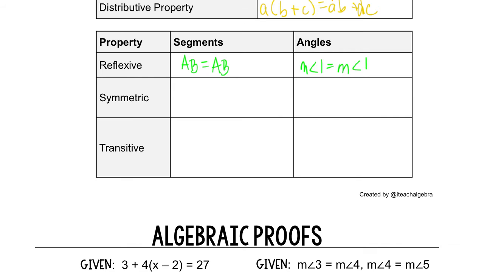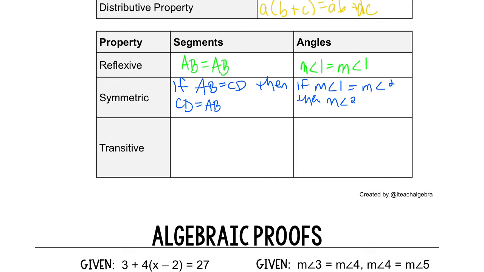Likewise, we have the symmetric property that tells us if AB is equal to CD, then CD is equal to AB. Order matters, but if one equals the other, then you can flip-flop it around. For angles, this means if the measure of angle 1 is equal to the measure of angle 2, then the measure of angle 2 equals the measure of angle 1.